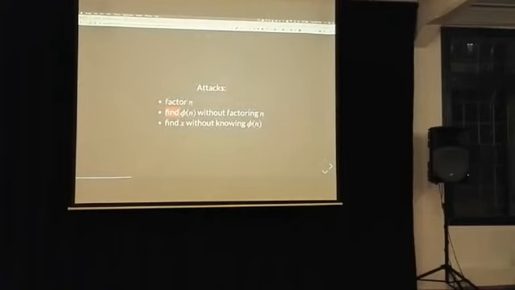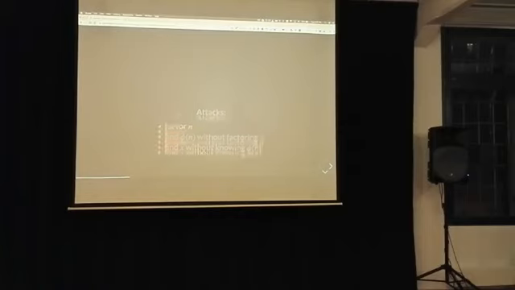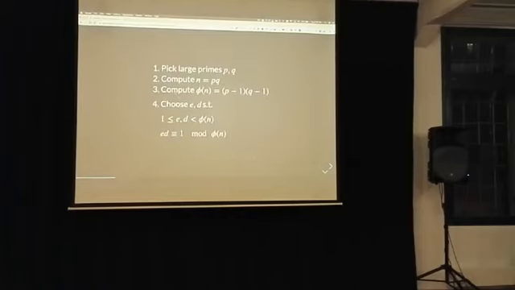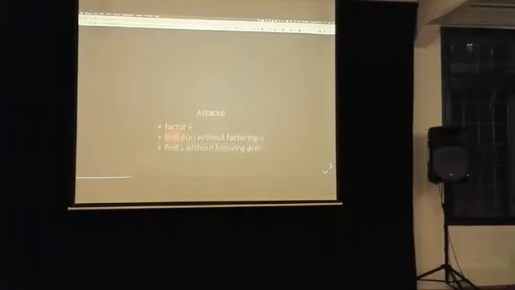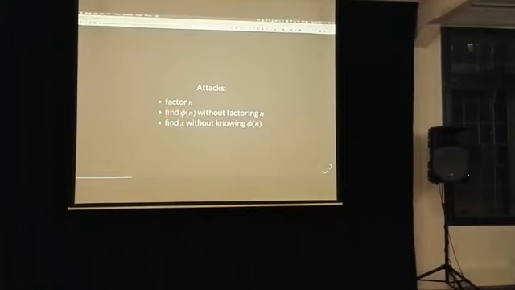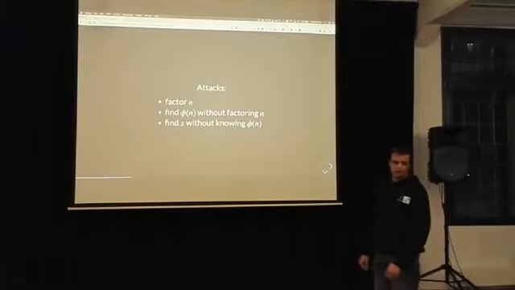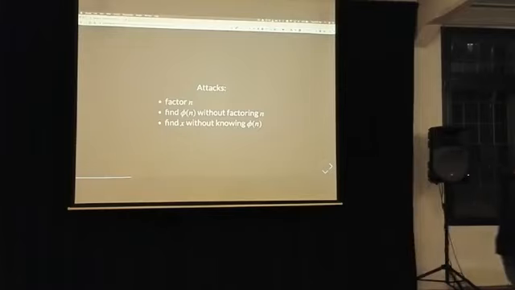If you could find phi of n without factoring n, then you could also emulate the setup from step 3 and therefore find the private key. And finally, the last attack vector is that even if you don't know phi of n, if you could find x, i.e. replicate the setup from step 4, whatever it was, then that would also be a problem. So these are the possible attack vectors on RSA.